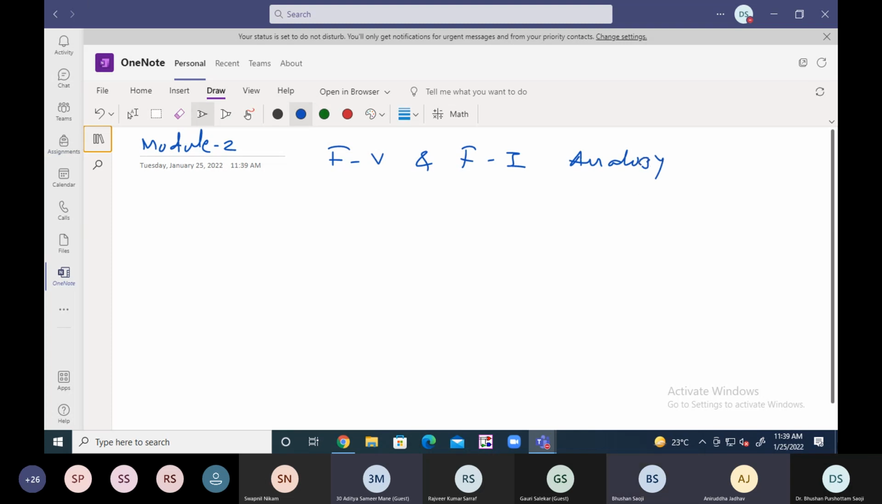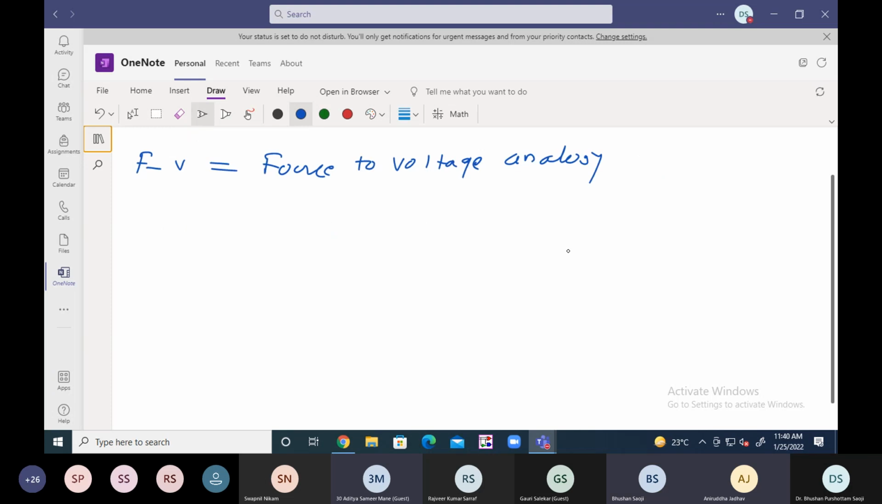F2V and F2I analogy. F2V means what? Force to voltage analogy. And F2I means force to current analogy.